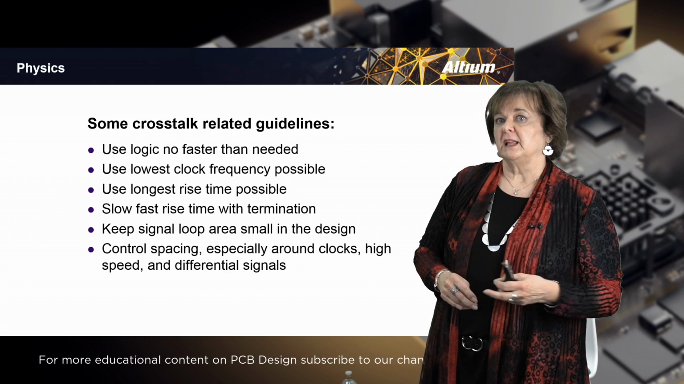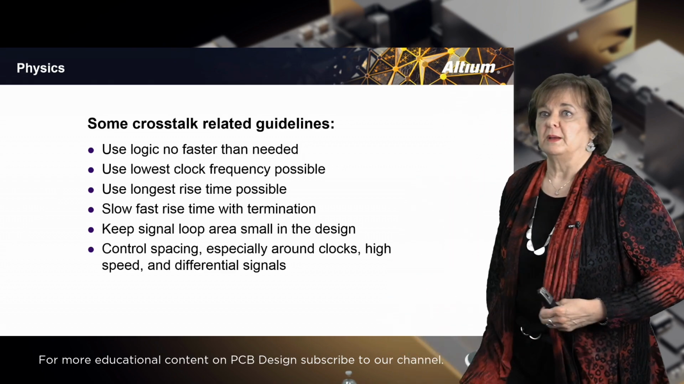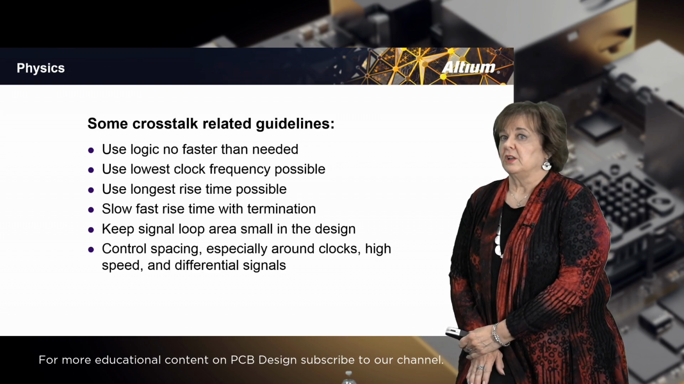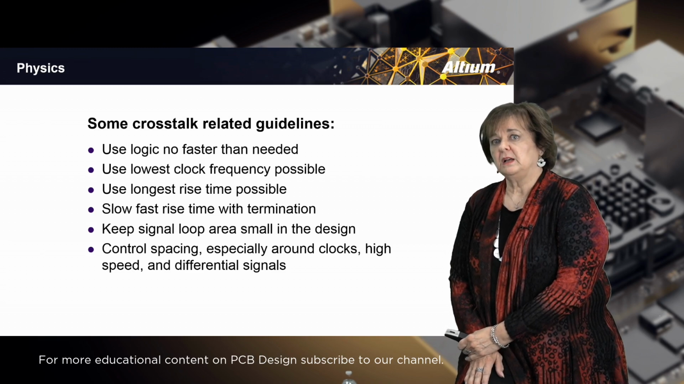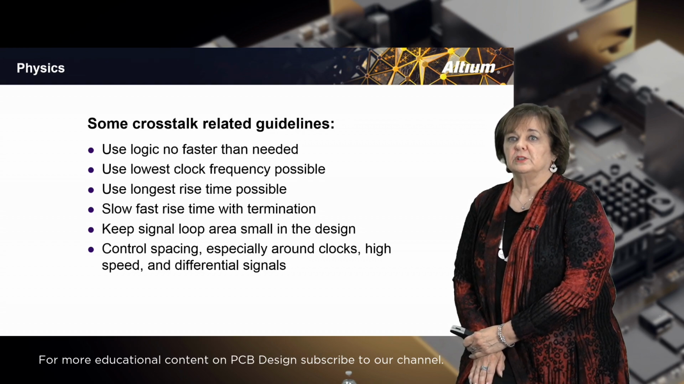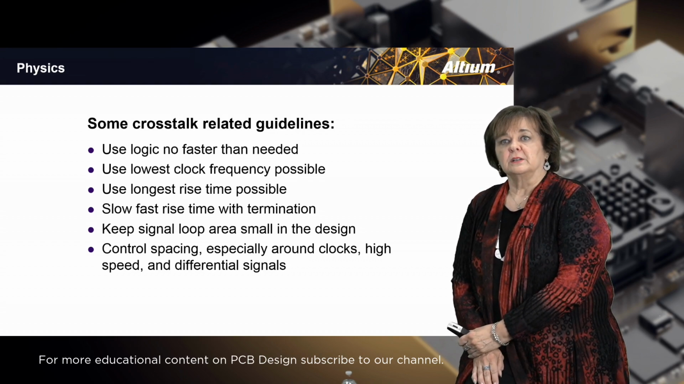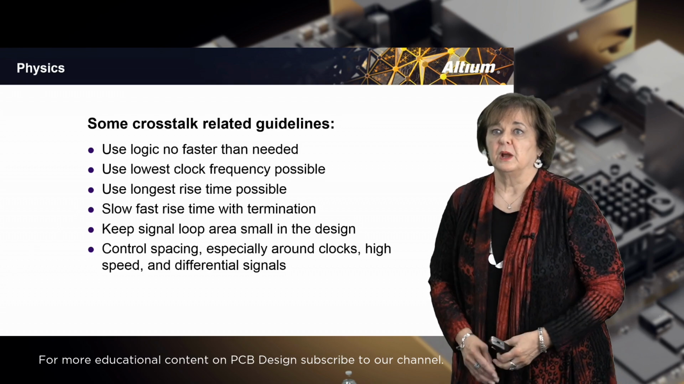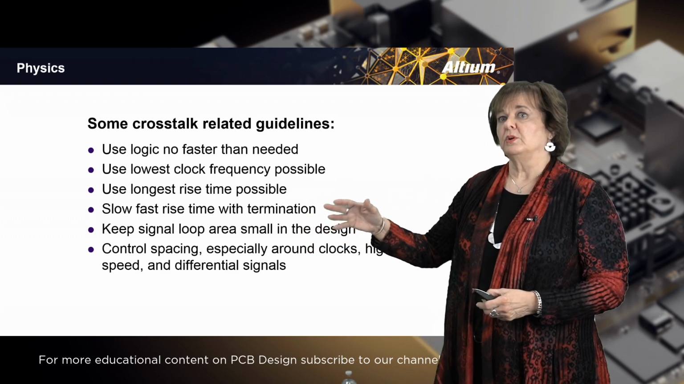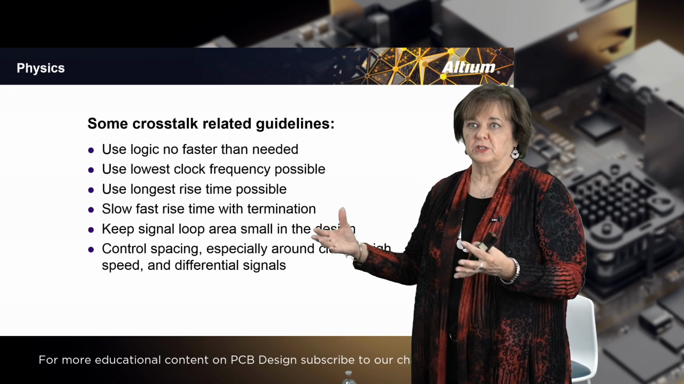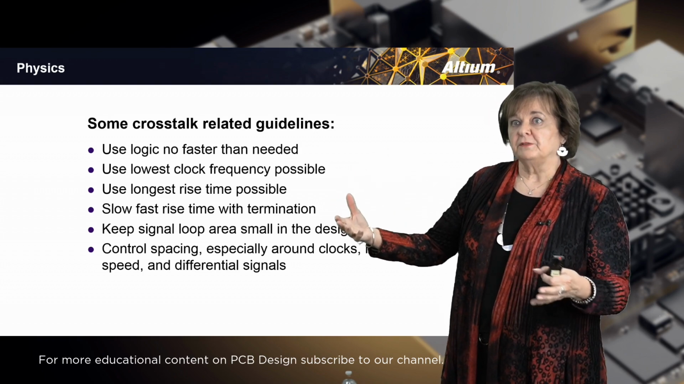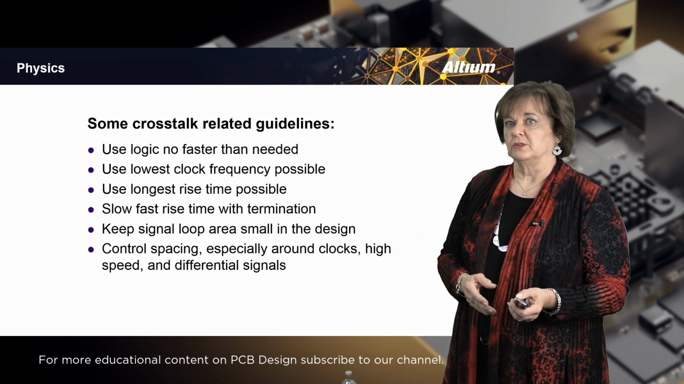Some crosstalk related guidelines: use logic that is no faster than you absolutely need. Use the lowest clock frequency possible. Use the longest rise time possible. Slow any fast rise time with termination resistors. Keep the signal loop area small in the design. Control spacing, especially around the clocks, the high speeds and the differential signals. All of those things and more are related guidelines to what you want to do to make sure that you are minimizing the amount of influence that you can get to other traces from the signals that you are actually designing.